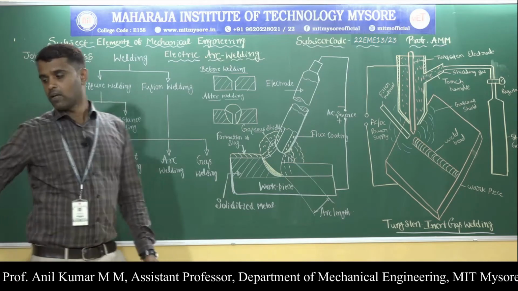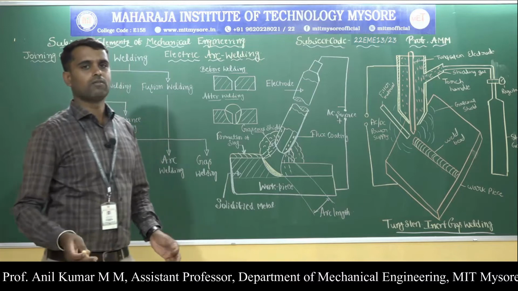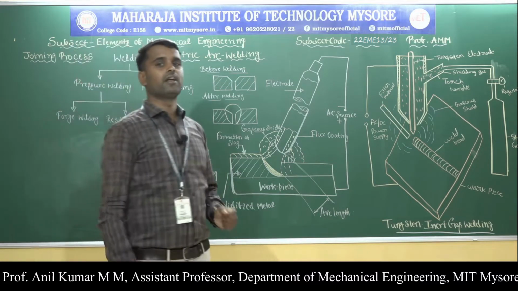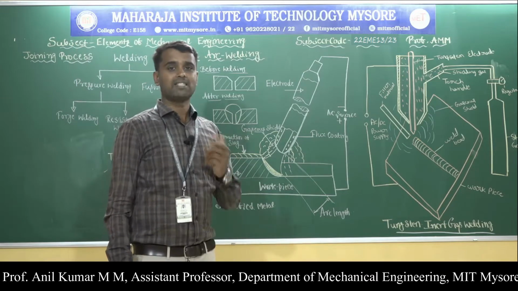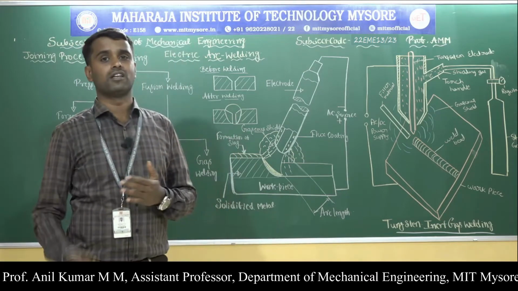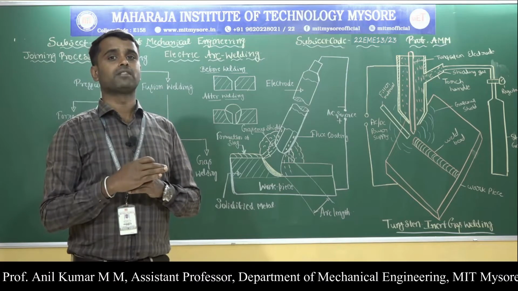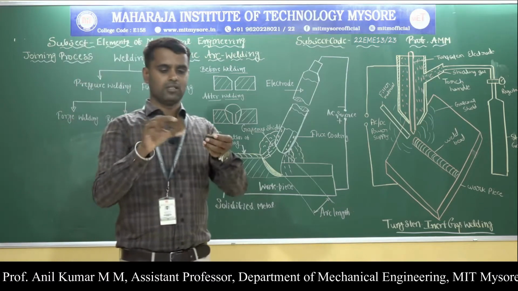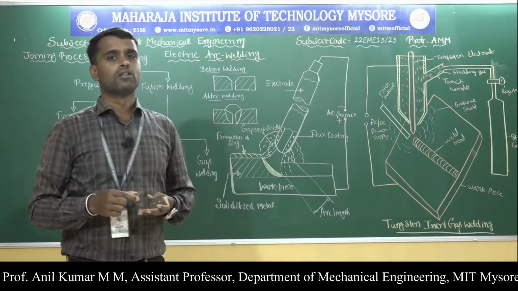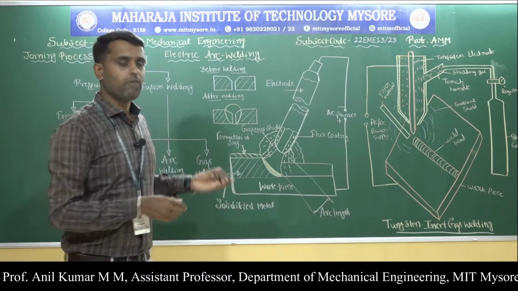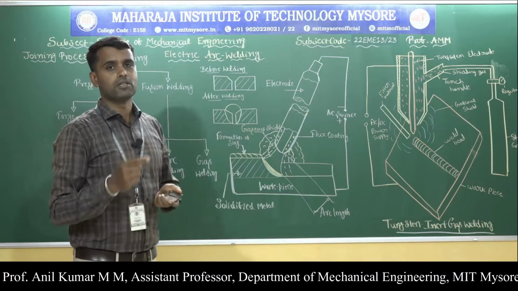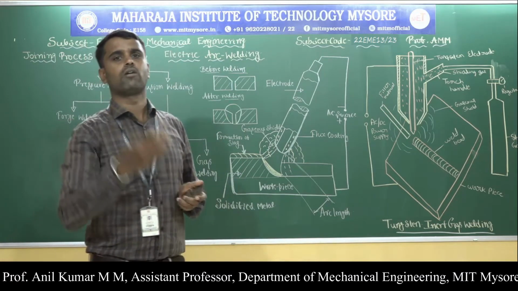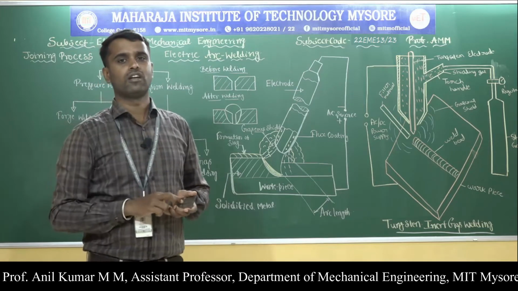Pressure welding is a welding process in which the two metal pieces to be joined are heated into a plastic state. The plastic state is a semi-solid state, that means below the melting temperature of the base metal. For example, for mild steel the melting temperature is around 1500 degrees centigrade, but we heat the edges of the two metal pieces below the melting temperature, around 1300 or 1400 degrees centigrade.